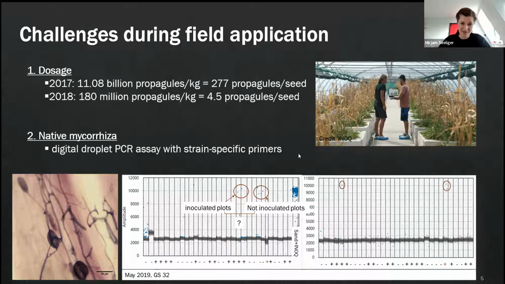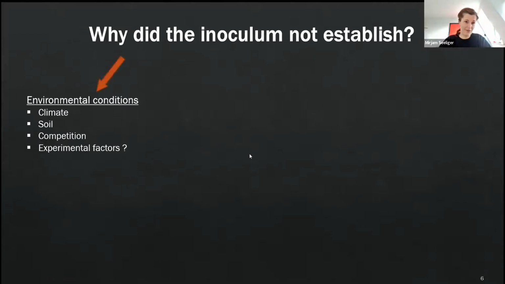And this was basically the outcome at growth stage 32. So that's in May, when the plants have already grown quite a lot. So when the inoculum or the strains are not in the roots by then, I would say they will come later in the season. The question is then, why did the inoculum not establish? I can come up with a couple of potential explanations.